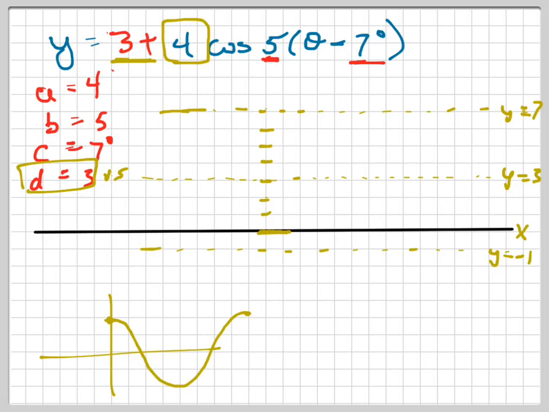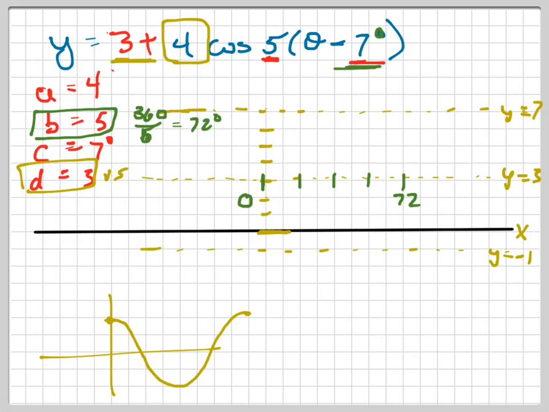Alright, let's talk about the horizontal shifts now, and this I'll do in green. And this relates to the period. So notice that the period is related to B, and since I'm in degrees, my period, instead of 2 pi over B, is going to be 360 over B, which is 360 over 5, which equals 72 degrees. So my period goes from 0 all the way to 72. That's what my graph would look like. It would look like something like this, down, up, like that.